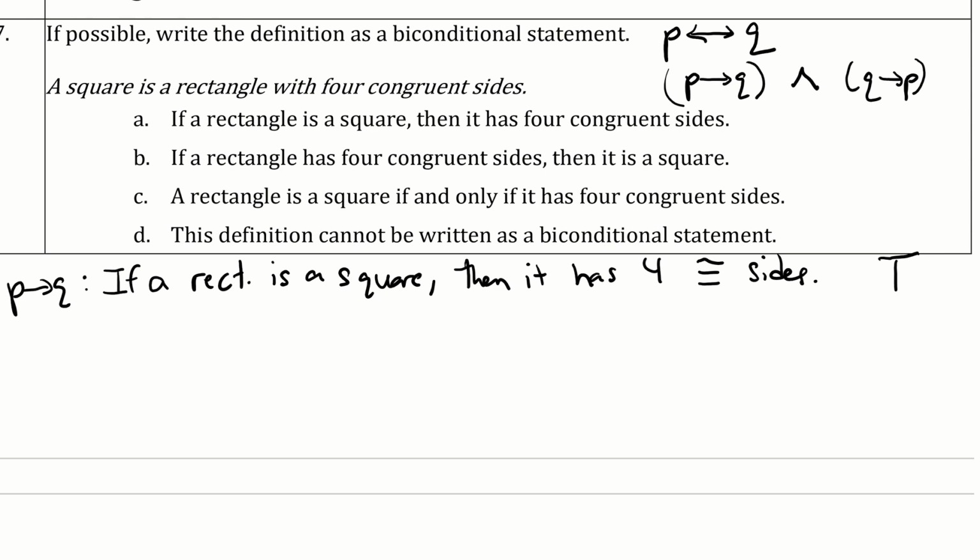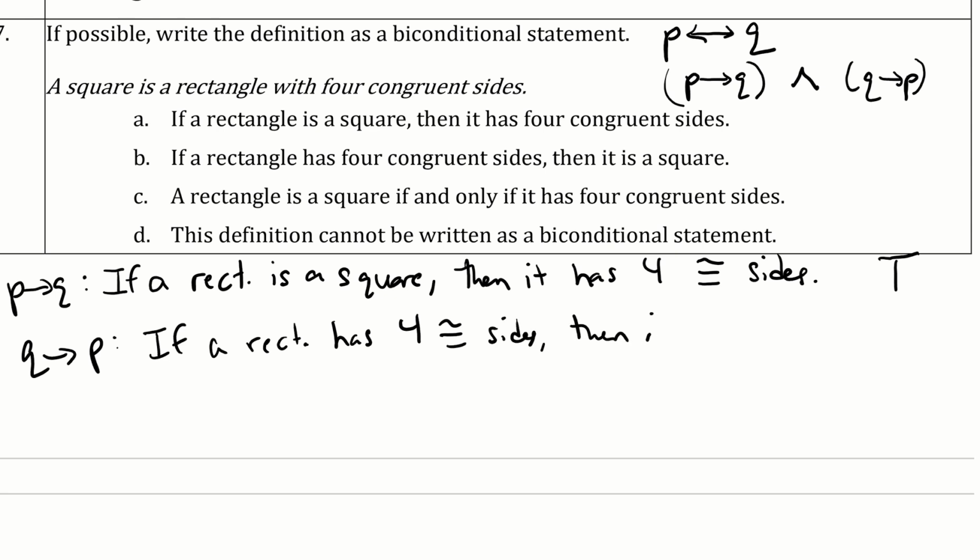That's true. Now we're going to reverse it, right? Q implies P. So if a rectangle has 4 congruent sides, then it's a square. Is that true? The answer is yes, it's true. So it's true in both directions. So therefore, we can write a biconditional.